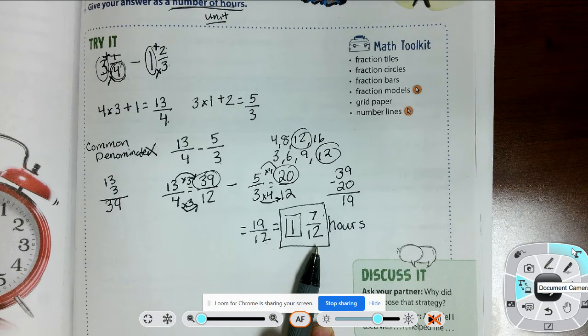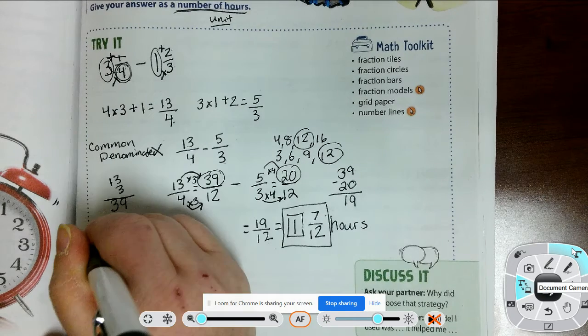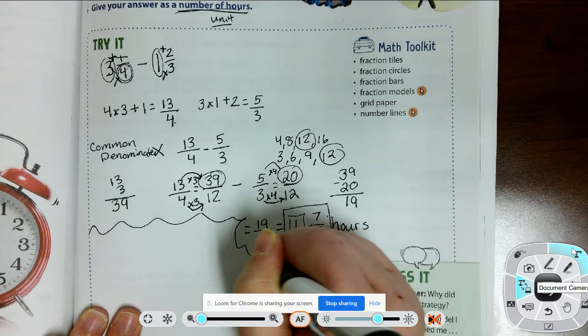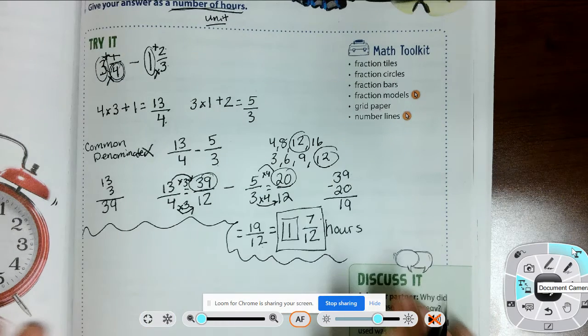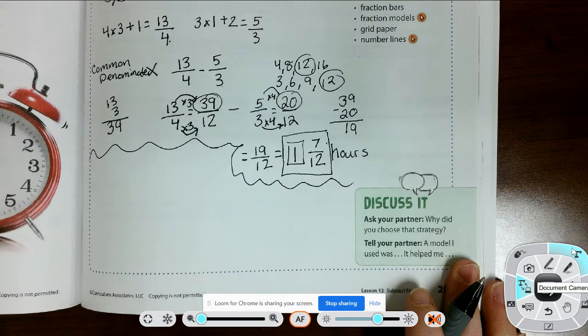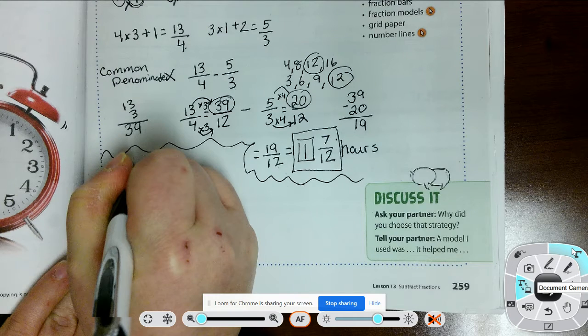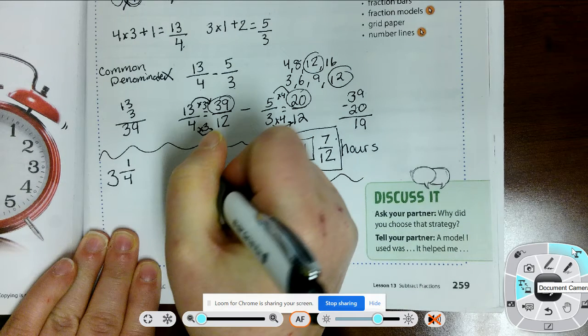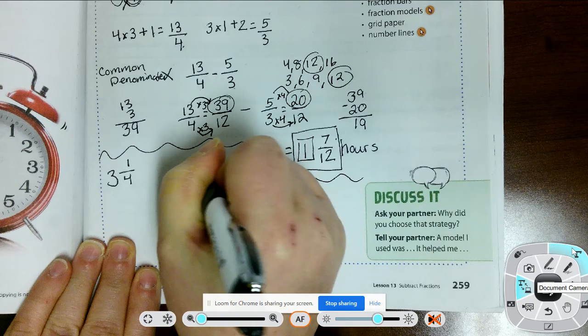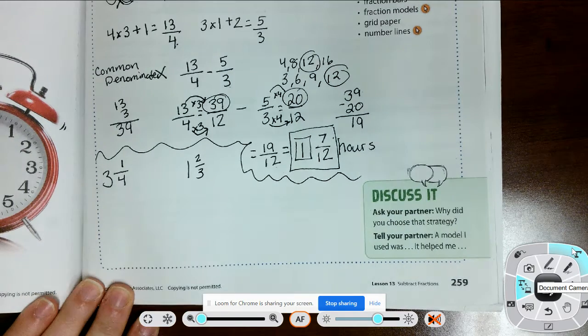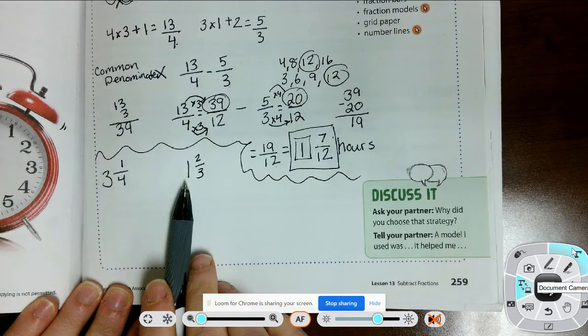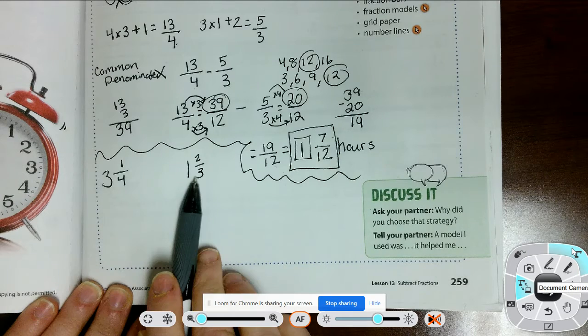Okay, another way that we can do that, don't forget guys, you are taking notes in your book. Another way that we can do that is with number lines. So if I have 3 and 1/4, and I have 1 and 2/3, I know my number line is probably going to be between 0 and 4 because of the numbers that I have here.